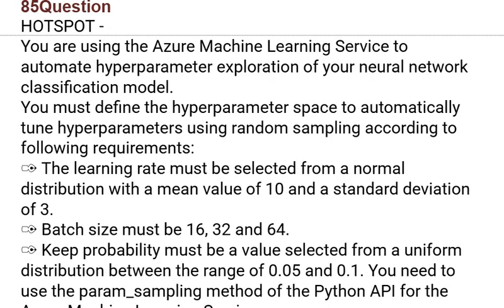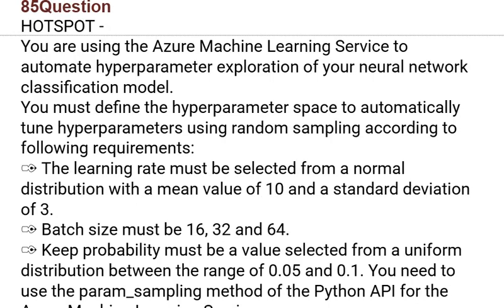Question is you are using the Azure machine learning services to automate hyperparameter exploration of your neural network classification model. You must define the hyperparameter space to automatically tune hyperparameters using random sampling according to following requirements. First, the learning rate must be selected from a normal distribution with a mean value of 10 and a standard deviation of 3. Second, batch size must be 16, 32, and 64.